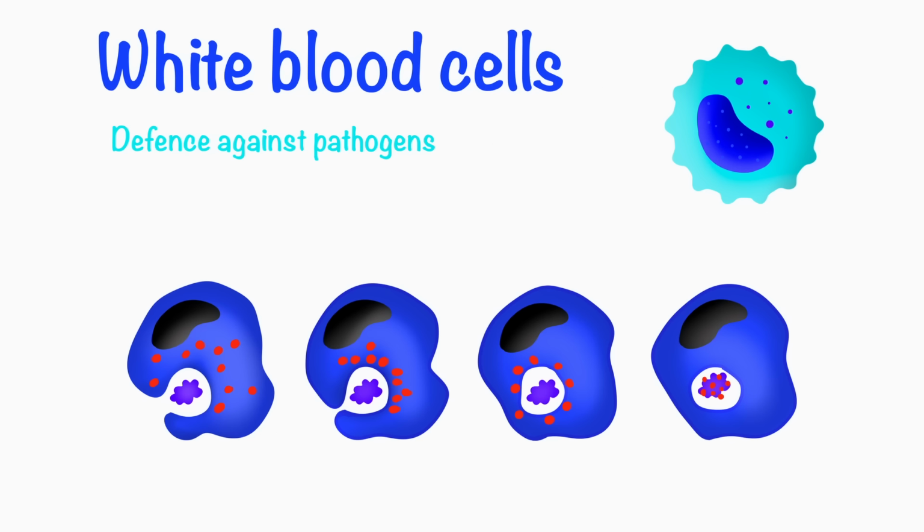The next component is white blood cells. These are your body's defense force against disease and infection. While far less numerous than red blood cells, white blood cells are critical for your immune system. There are several types, each with specific roles in protecting your body.